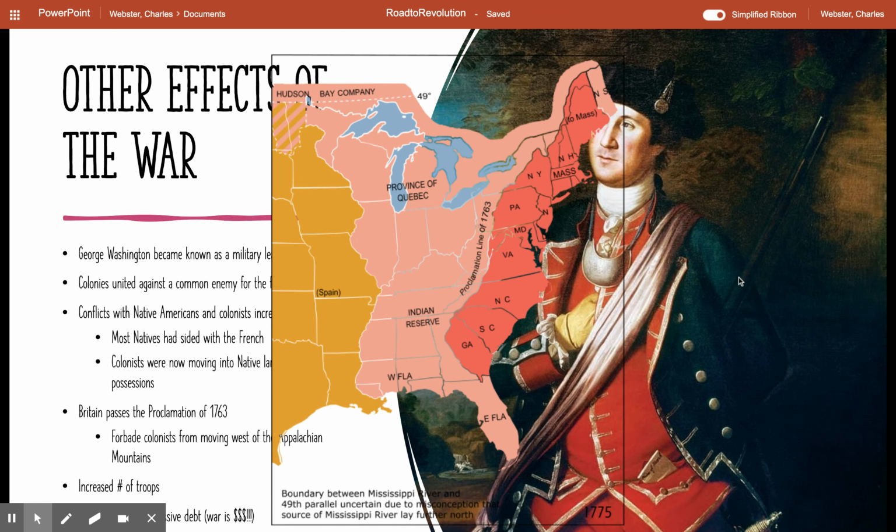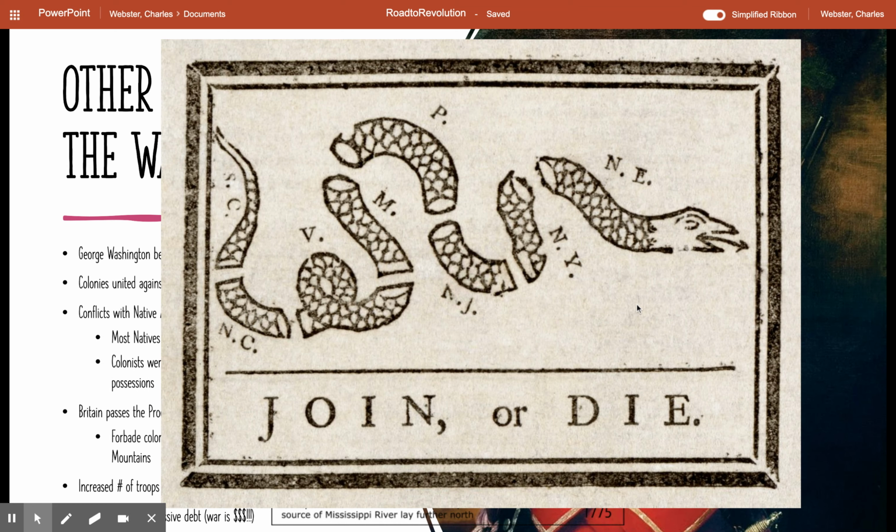And then this right here was an emblem designed by Benjamin Franklin. Remember him? He was an important figure that we've kind of been learning about. And this was symbolic of the colonies joining together to fight against their common enemy, the French. So if they didn't join together to fight the French, they would die, right?